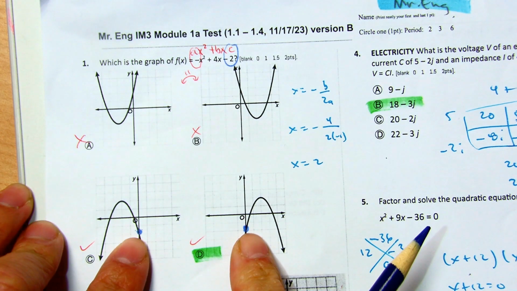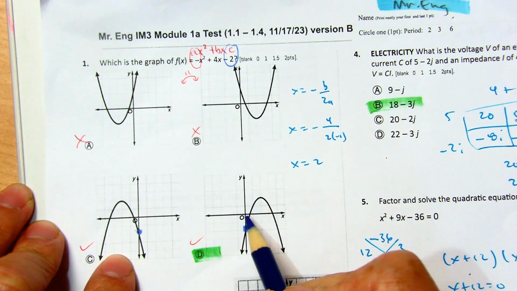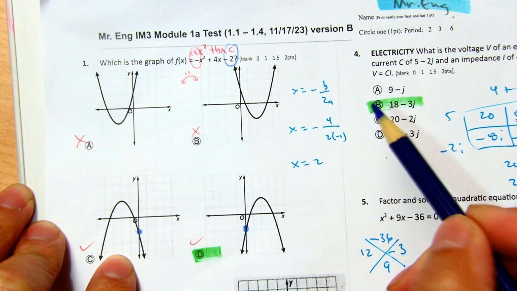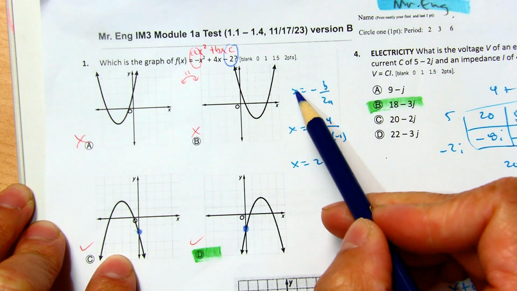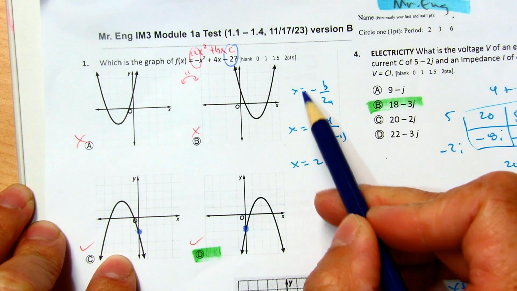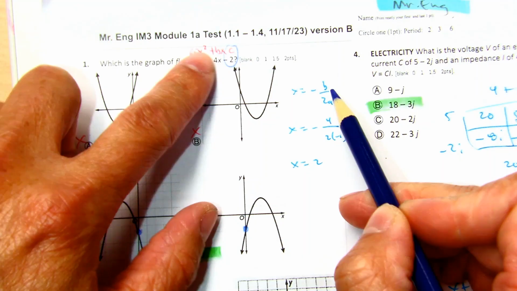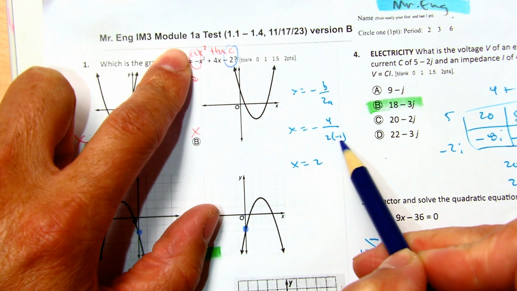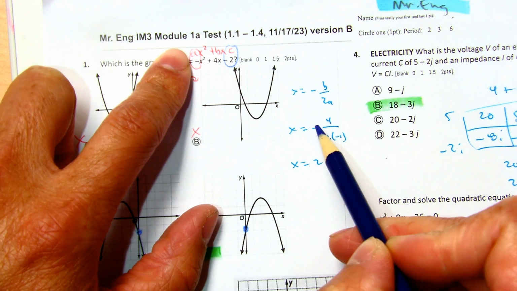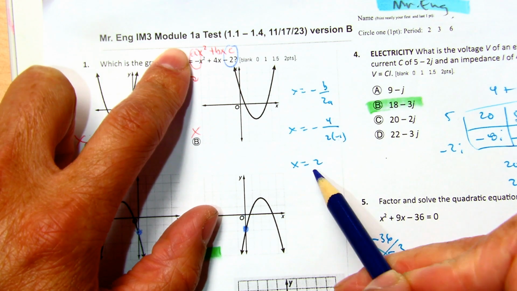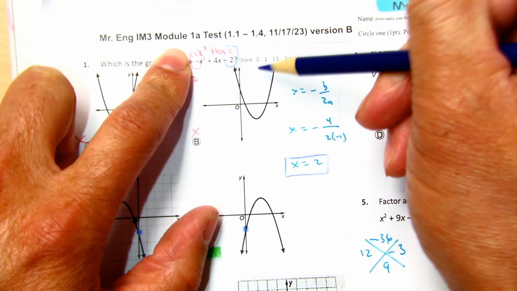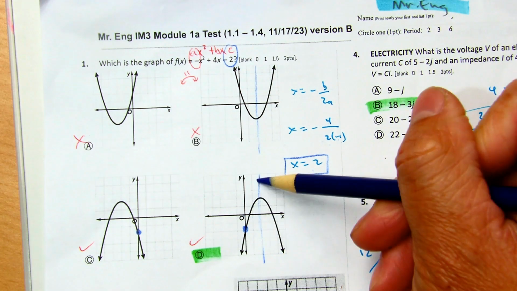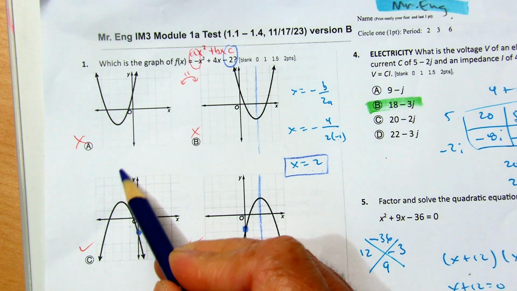You could try to find ordered pairs, like which one goes through 1, 1. Put in x equals 1, you get an output of 1. Or I did it here by the axis of symmetry. x equals negative b over 2a. The b value is 4. Your a value is negative 1. Some people like to do negative 4 divided by negative 2, and you get x equals 2. So your axis of symmetry would be here at 2, which would be D. This one is negative 2.